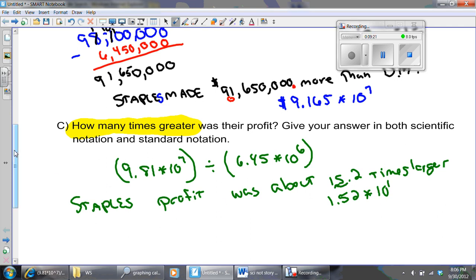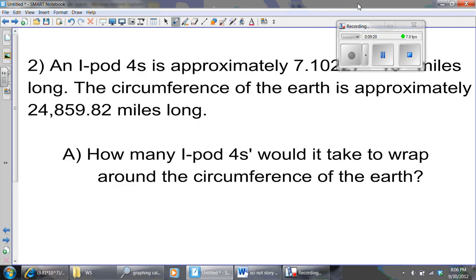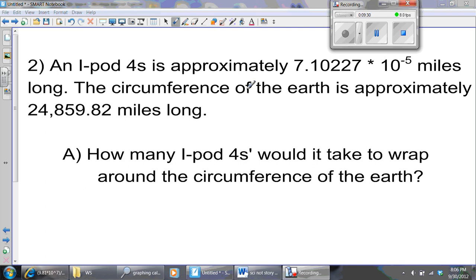All right, I'm going to put up one more set of problems for you, and you see what you can do with this one. It says an iPod 4S is approximately 7.10227 times 10 to the negative 5th miles long. The circumference of the Earth is approximately 24,859.82 miles long. How many iPod 4s would it take to wrap around the circumference of the Earth? See if you can answer that question on your own.